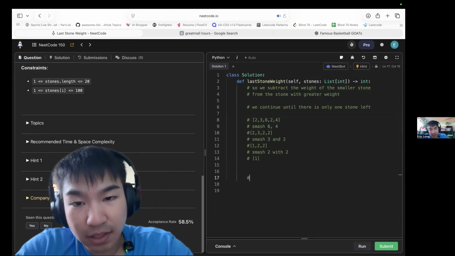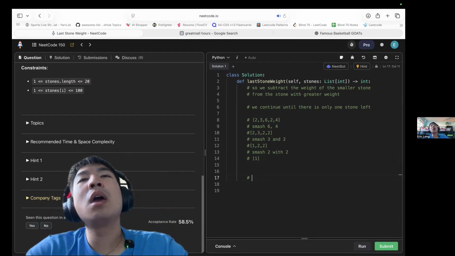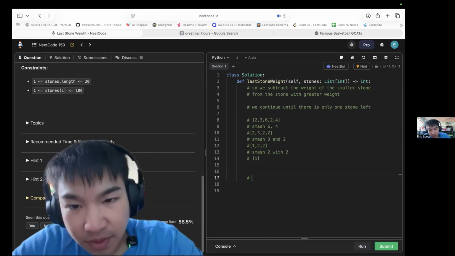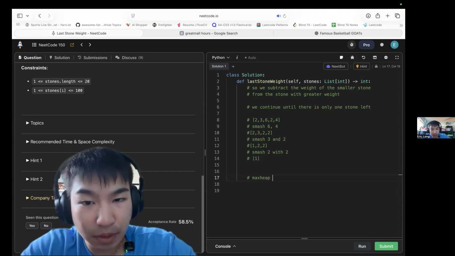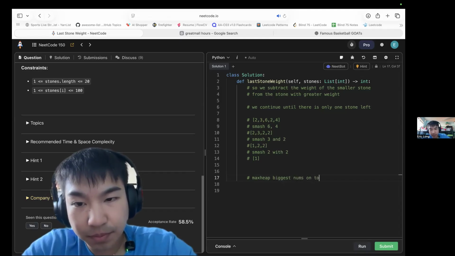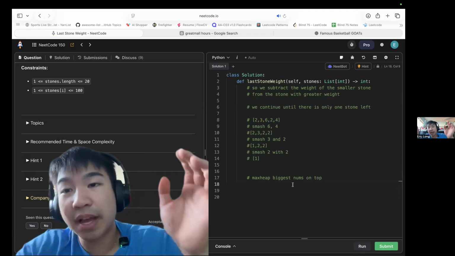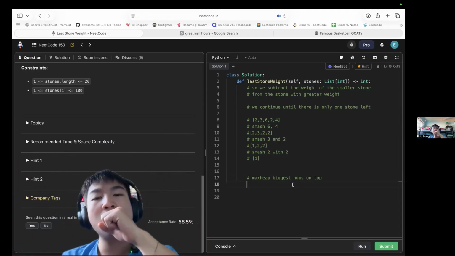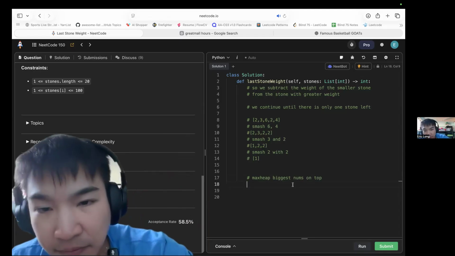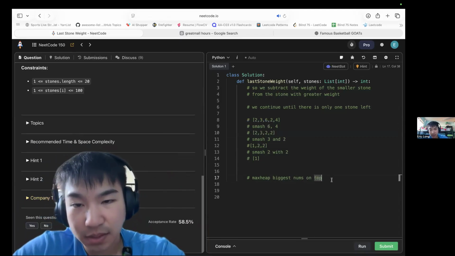We could use a heap actually. A min heap. Max heap actually, so the biggest numbers are always on top, right? We take off two stones, we smash them together. If the result is greater than zero, we add it back to the heap. We add it back to the heap, and we do this until the heap is size 0. Okay.